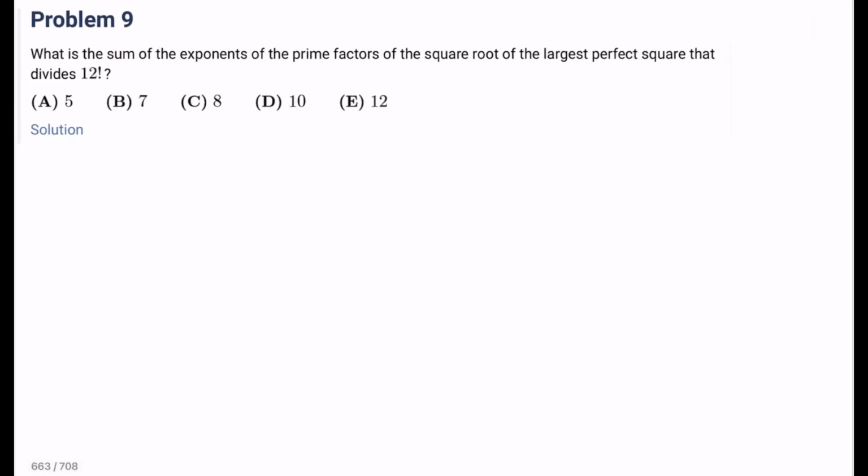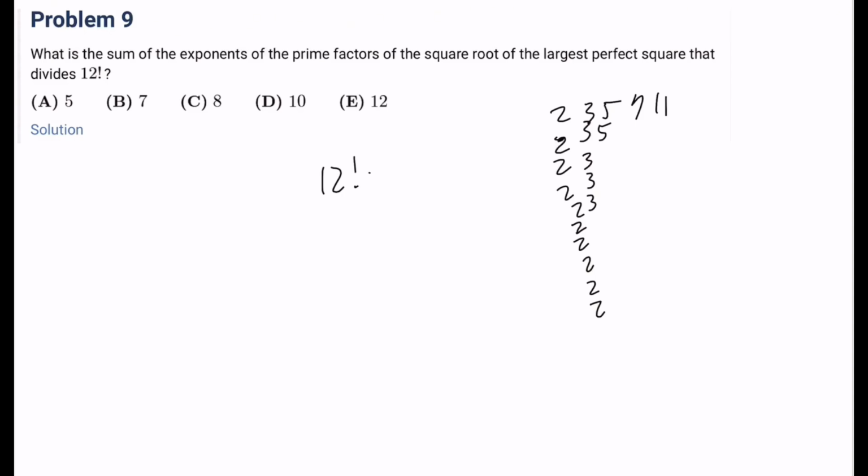Number 9. What is the sum of the exponents of the prime factors of the square root of the largest perfect square that divides 12 factorial? Okay, so we know that 12 factorial equals 2, 3, 4, 5, 6, 7, 8, 9, 10, 11, and 12. This is going to give us 2 to the 10th power, 3 to the 5th power, 5 squared, times 7, times 11.